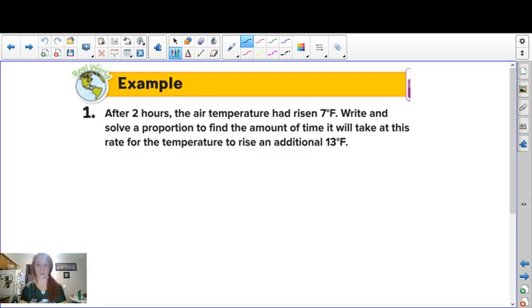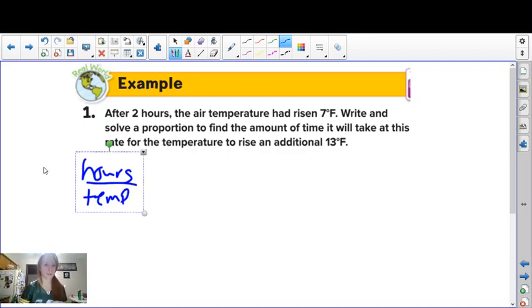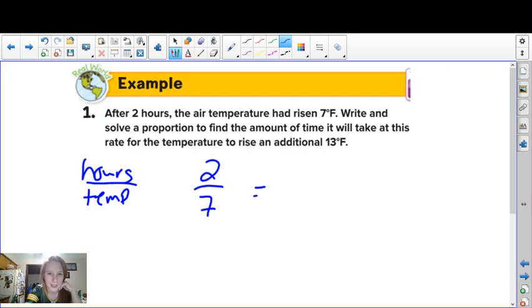Handy dandy writing utensil. Math color, I think, is blue. So I want to talk about the hours compared to the temp. So my first proportion is I had 2 hours and 7 degrees. And I want to find an equal proportion that takes some amount of time and 13 hours. I'm sorry, 13 degrees.